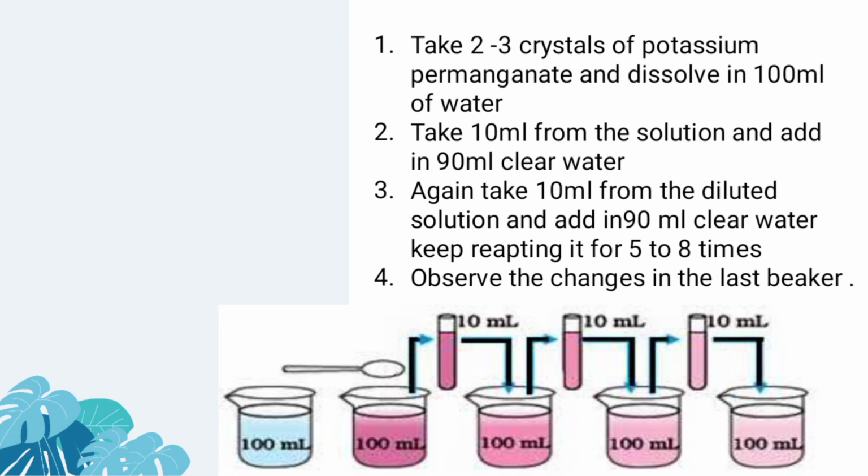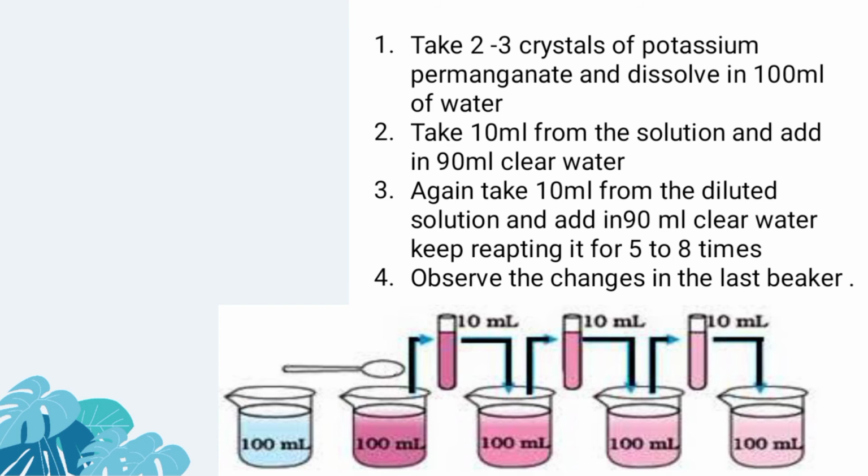To prove that, we need to do one more experiment where we take 2 to 3 crystals of potassium permanganate and dissolve them in 100 ml of water. Take 100 ml of water in a beaker, add 2 to 3 crystals of potassium permanganate, and dissolve to make a solution. Then take 10 ml from the solution and add it to 90 ml of clear water again.